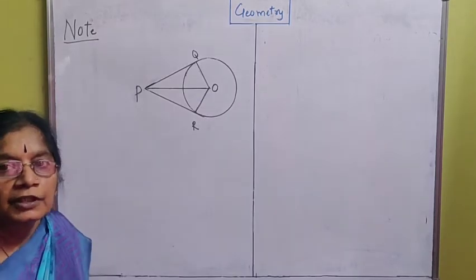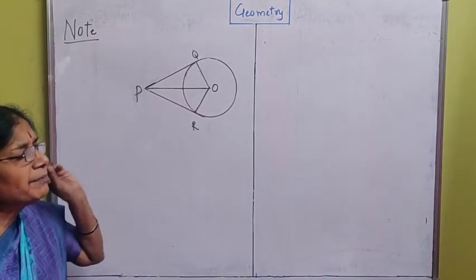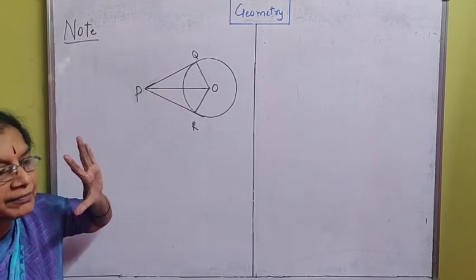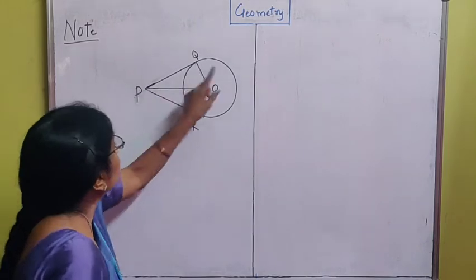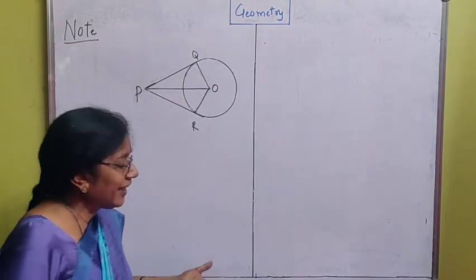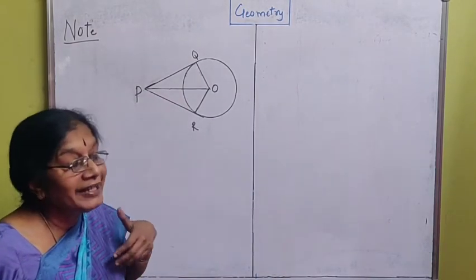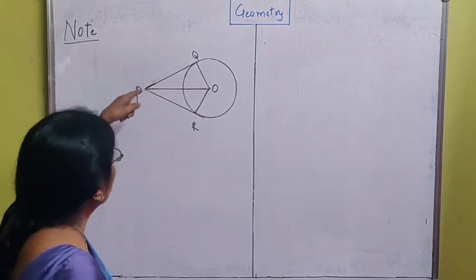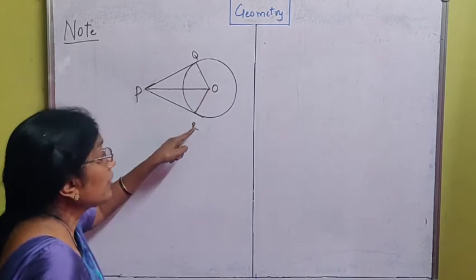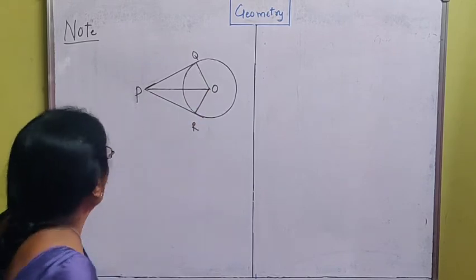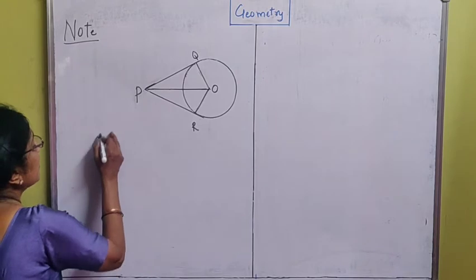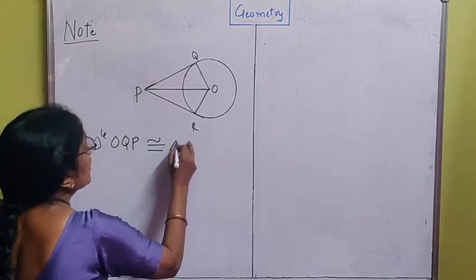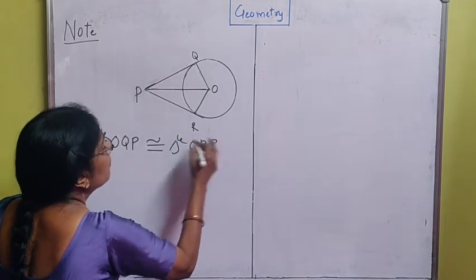So theorem 4.2 gives some important notes. What are the important notes? Let us see through this diagram. We proved that PQ is equal to PR. We proved it by taking RHS postulate and we proved it by taking Pythagoras theorem. In RHS postulate, what did we prove? Triangle OQP is congruent to triangle ORP. So you proved triangle OQP congruent to triangle ORP.